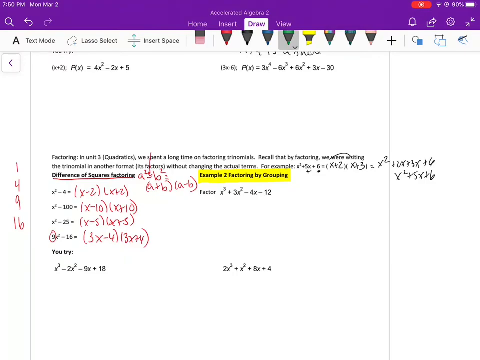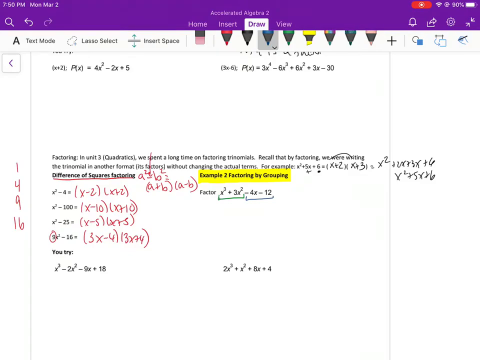Here I have 4 terms. Factoring by grouping usually works if you have an even number of terms. And you can group in groups of 2 or groups of 3. It kind of depends on how many you're looking at. So most of the time, you're going to see us looking at 4 terms. So here we've got x cubed plus 3x squared minus 4x minus 12. And we're going to group the first 2 terms and the last 2 terms, kind of just naturally.